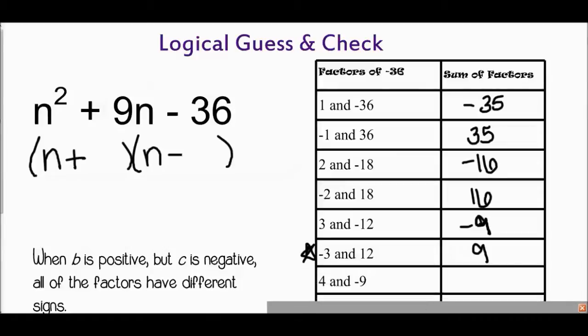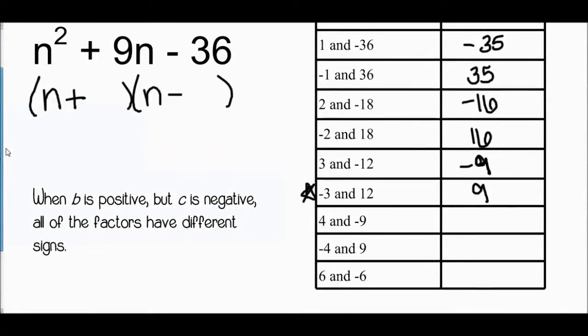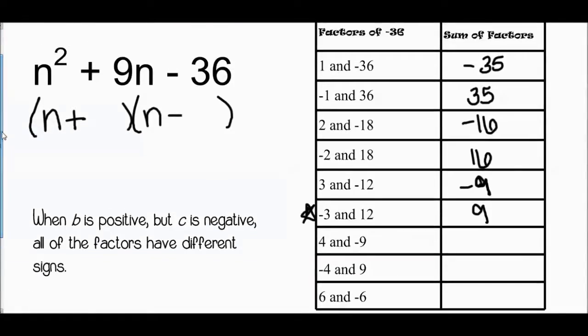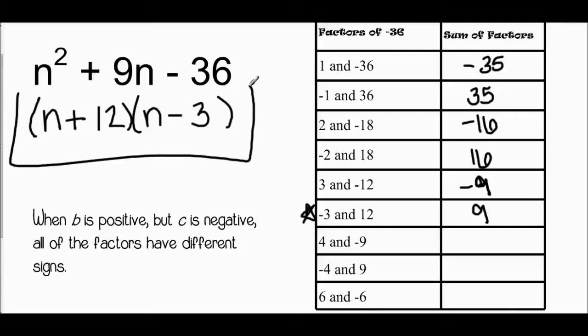I don't even have to worry about 4 and -9. That would give me a sum of -5, and 6 and -6. I don't have to worry about those. So it's going to be -3 and 12. That means I'm subtracting the 3 and I'm adding the 12. Check that in our heads. If I add +12 and -3, I get +9. If I multiply +12 and -3, I get -36. So that is my factorization.